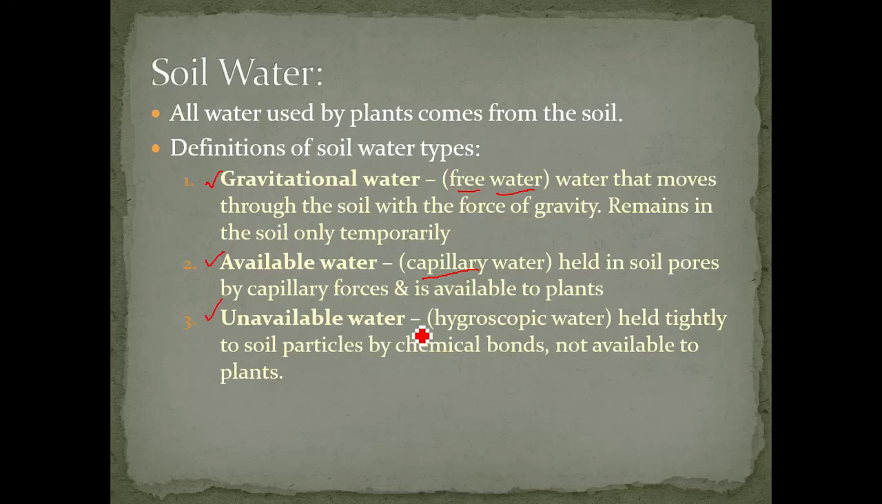There's also unavailable water, also called hygroscopic water. These are water particles that are held so tightly to the soil surface that they're held by chemical bonds and they're not available to plants. If you take a soil and put it out on your kitchen counter and allow it to dry, it is not completely dry. It may look dry to you, it may feel dry to you, but it's still got water in it. The only way to drive off that hygroscopic water is to put the soil in an oven and literally bake it off. But plants, unfortunately, cannot use this unavailable water.